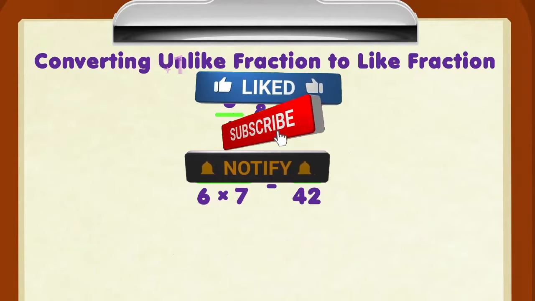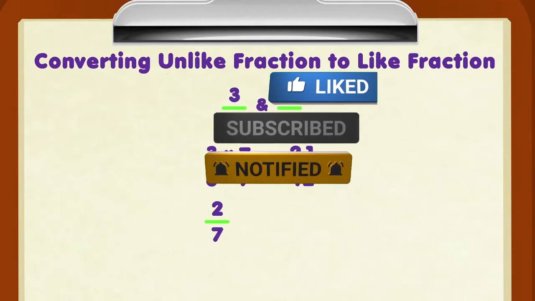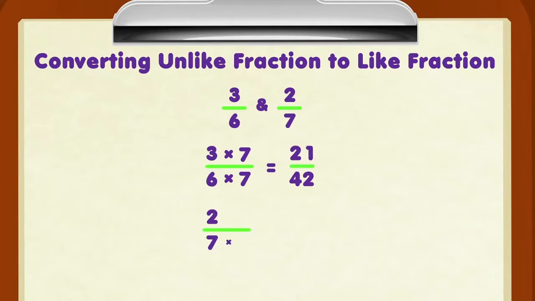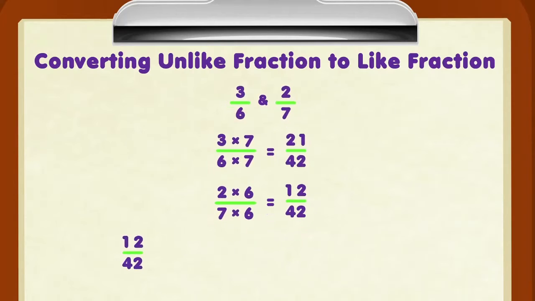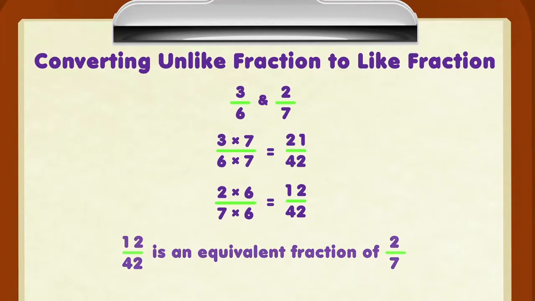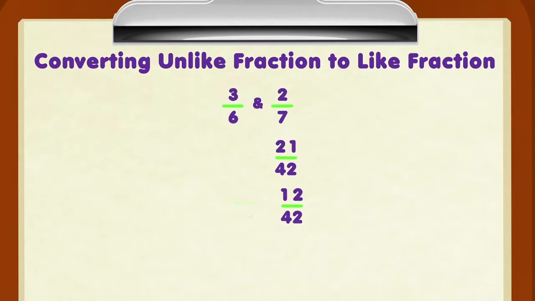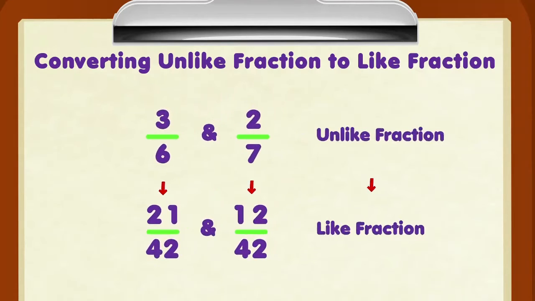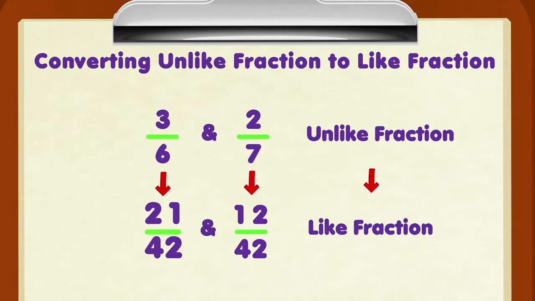Similarly, for the fraction 2 upon 7, to get 42 in the denominator, we multiply it by 6. So, we multiply both the numerator and the denominator of the fraction 2 upon 7 by 6. We get 2 into 6 upon 7 into 6 equals 12 upon 42. So, 12 upon 42 is an equivalent fraction of 2 upon 7. Hence, we get 3 upon 6 and 2 upon 7 in the form of like fractions, that is 21 upon 42 and 12 upon 42 respectively.